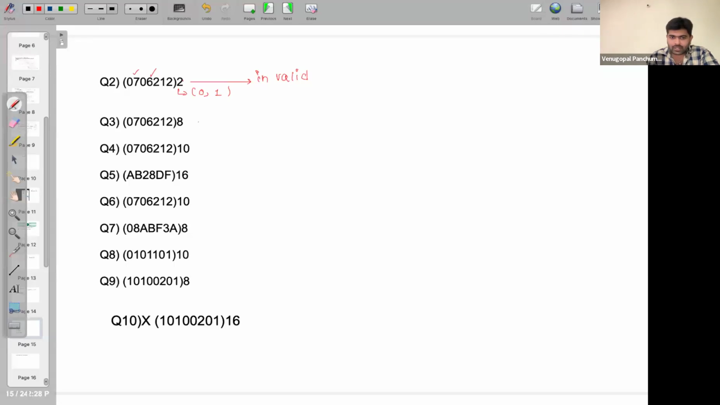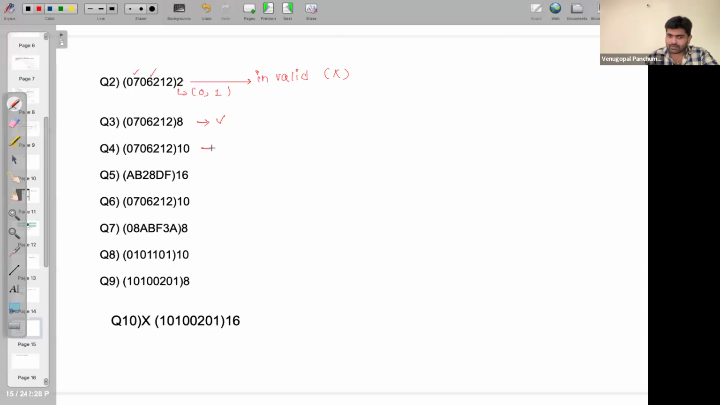Next, can you tell me if it is valid or invalid? You have base 8. Base 8 means 0 to 7. The numbers are also 0 to 7 only. So yes, it is valid. So invalid, I will mark like this. Valid, I will mark like this.